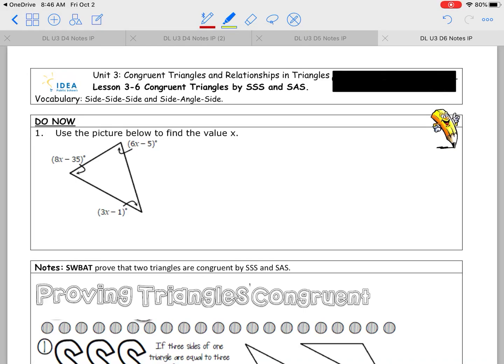Hello students, in this video we will be reviewing lesson 3-6, congruent triangles by side-side-side and side-angle-side. Let's get started with the do-now problem. Use the picture below to find the value of x.